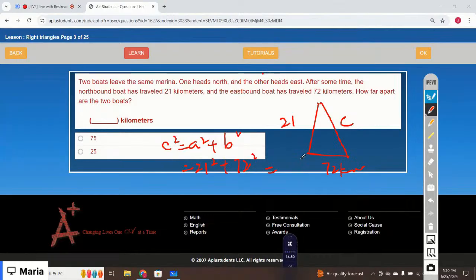21 square is 441 and 72 square is 5,184. 5,184 plus 441 equals 5,625. So the square root of 5,625 is 75. 75 is the correct option.